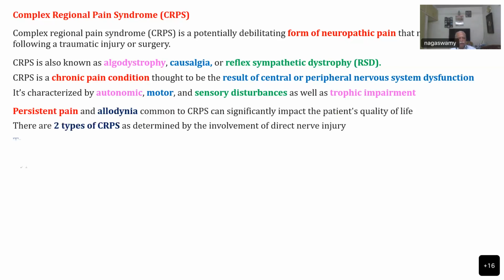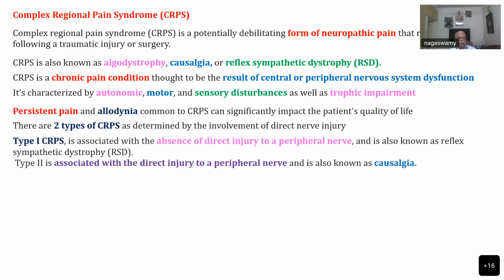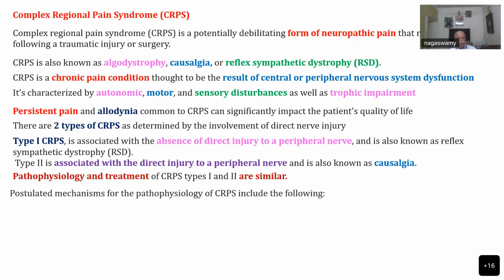There are two types, for the description. Type 1 is the absence of direct injury to a peripheral nerve, and type 2 is direct injury to a peripheral nerve, and that's why it is called causalgia. Then immediately go on to describe the pathophysiology and treatment of CRPS. Both are almost similar. So what are the postulated mechanisms for pathophysiology?